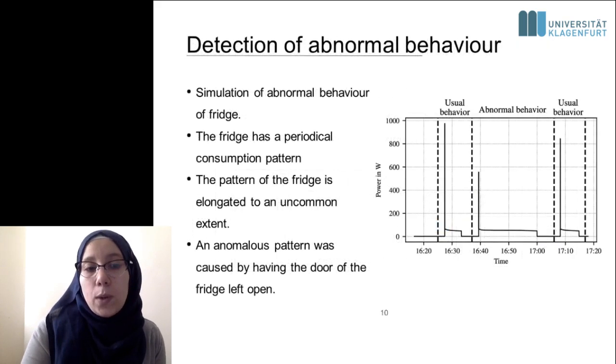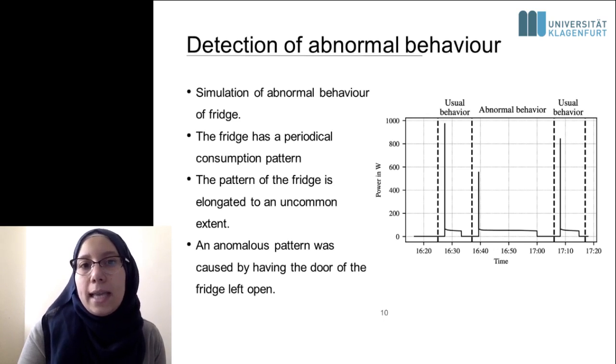And the second use case is related to this, which is the detection of abnormal behavior. And through this scenario, what we wanted to show is that if there is a deviation in the behavior or there is something wrong within the household, it can be detected with the energy data. And for this, we used a very simplistic case, which is the fridge. The fridge, in its normal behavior, has a periodic pattern.